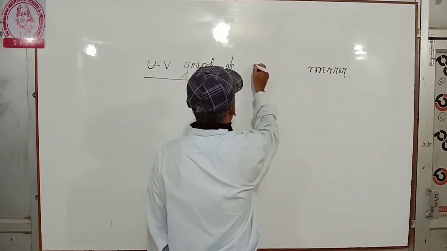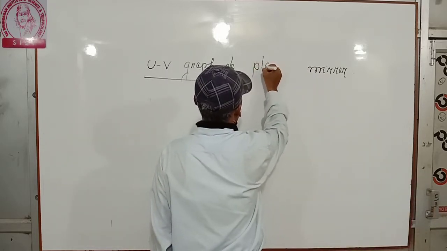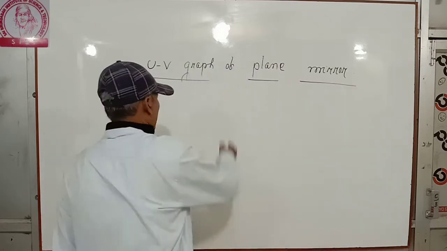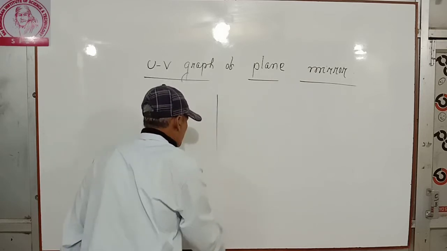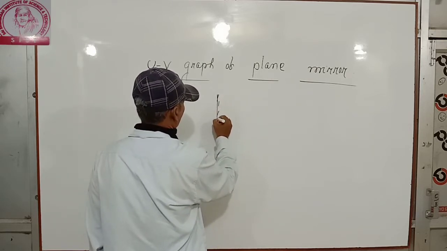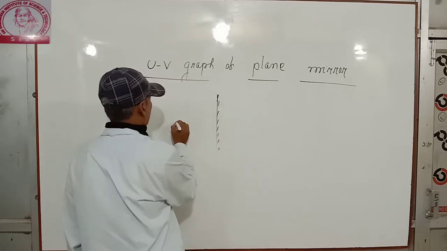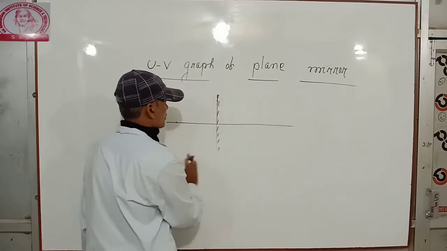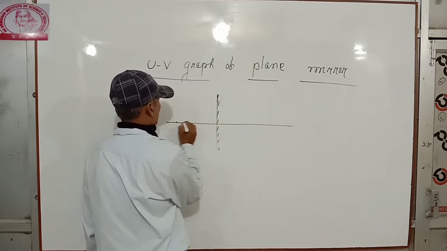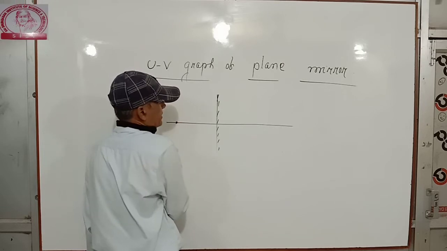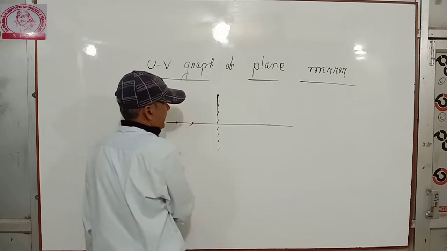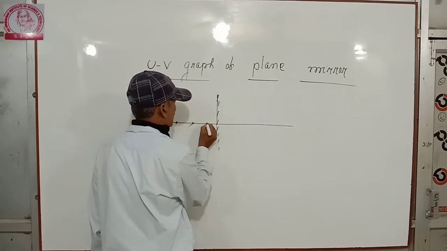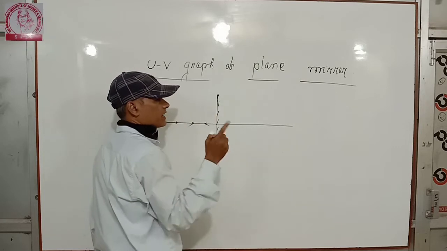UV graph of plane mirror. In case of plane mirror, you see what happened. Let's say an object is here. Draw a line perpendicular to the surface of the mirror. Let's say it is a point object. Okay. The incident ray moves forward. This is the point of incidence, and it returns back because I is equal to R is equal to 0 degree.